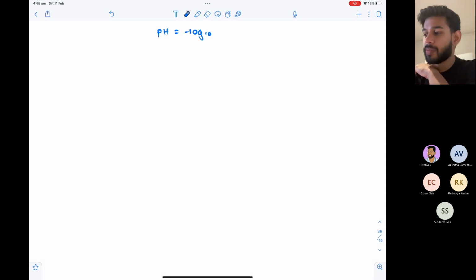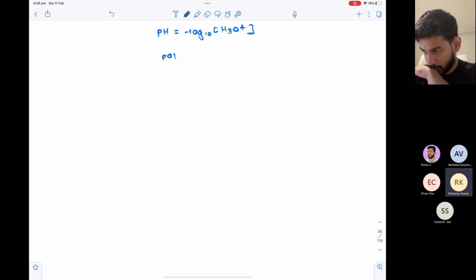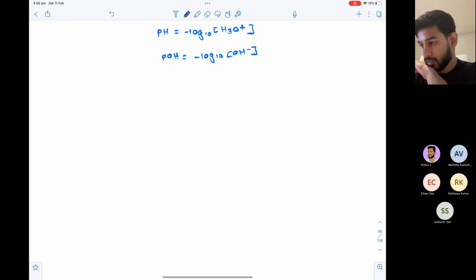So the first equation about pH and pK is pH is negative log 10 of hydronium ion concentration. Good. What's another pH formula you know? pOH is negative log of hydroxide ion. Good. And Sid, what does a high pOH tell you? Is it an acid or a base with a high pOH? It tells you it's an acid.